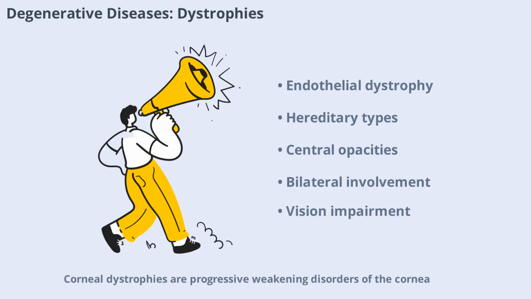Corneal dystrophies are progressive weakening disorders of the cornea. Endothelial dystrophy of Fuchs involves degeneration and opacity, typically in elderly females. Hereditary dystrophies, such as granular, macular, or nodular types, cause central corneal opacities and usually affect males at puberty. These conditions are bilateral and may significantly impair vision. Early detection and management are key to preserving sight.